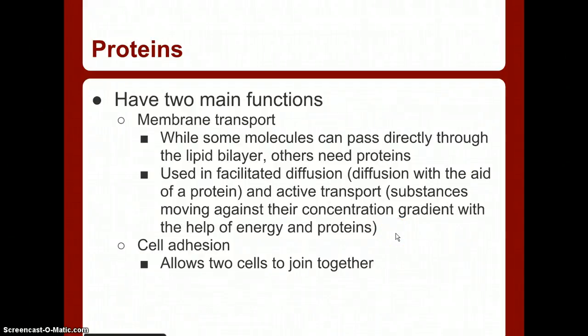Membranes have two main functions. One is membrane transport. While some molecules can pass directly through the lipid bilayer, others need proteins. They could be used in either facilitated diffusion, which is diffusion with the aid of a protein, or active transport, which is when substances or molecules need energy to move up a concentration gradient. And also cell adhesion, that allows two cells to join together. Proteins play a large part in that.